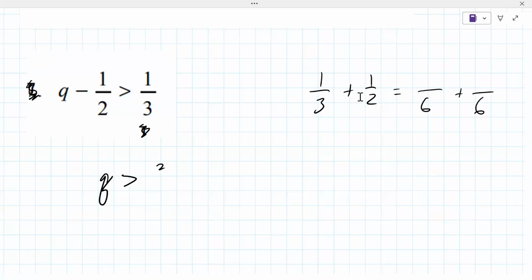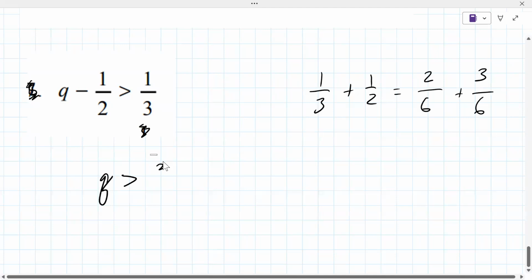G is greater than 1/6. So 1/3 is 2/6. 1/2 is 3/6. You add the top, keep the bottom. Try that one more time?